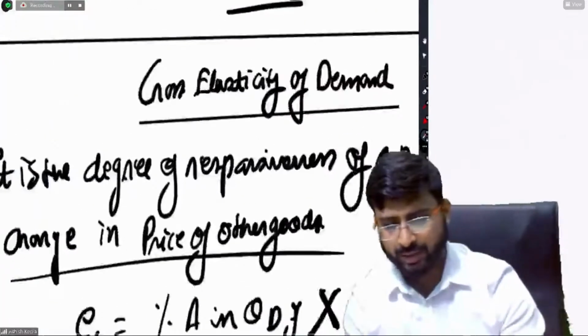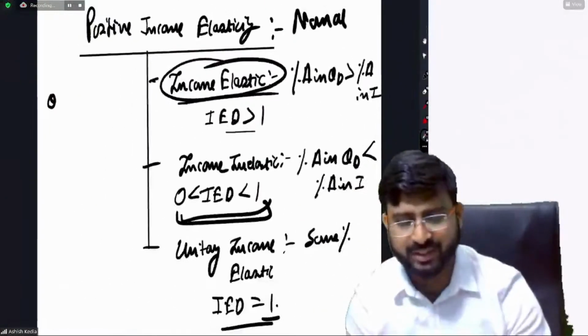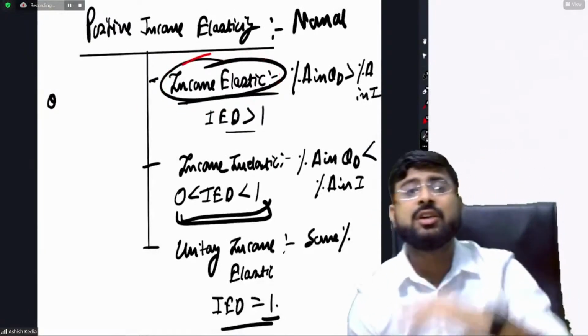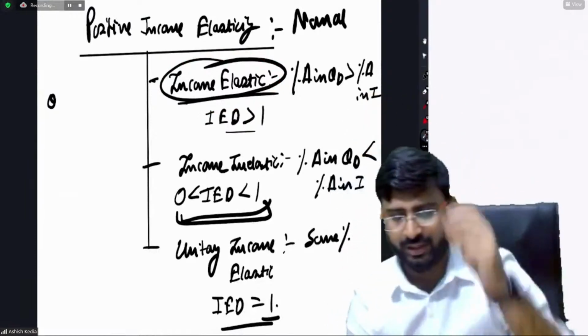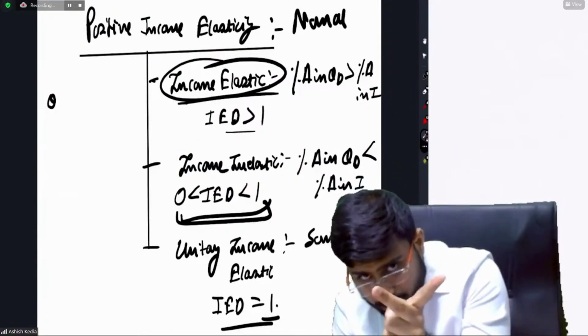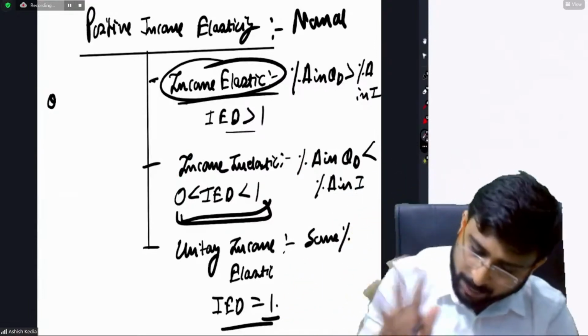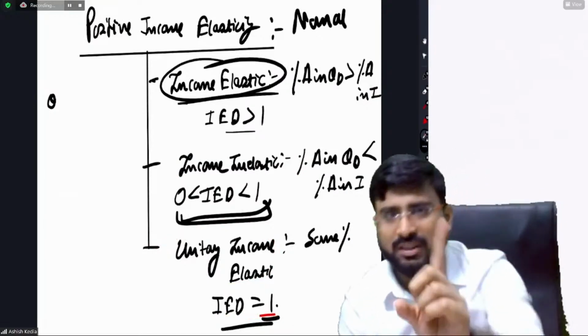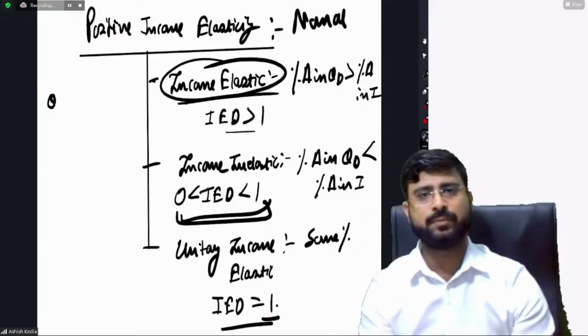All right. Now, positive income elasticity is also of three types. Case one, income elastic, where the value of elasticity is greater than 1. Income inelastic, where the value of elasticity is between 0 and 1. It is positive, but between 0 and 1. And unitary income elasticity means elasticity value is exactly equal to 1.